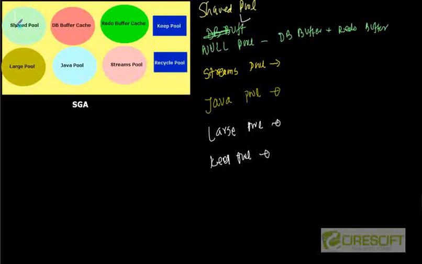We have a dynamic performance view called V$SGASTAT. By querying V$SGASTAT, we can figure out how much memory is currently allocated to what kind of pools. So let's take a quick demo.